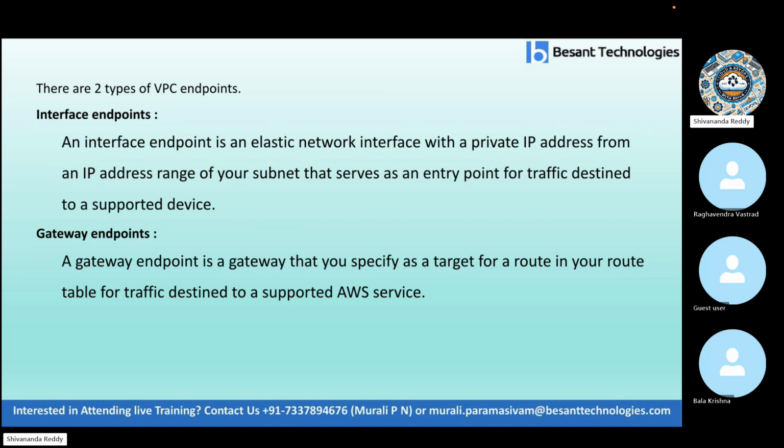Here also there are two types of endpoints: interface endpoints and gateway endpoints. What is the difference? An interface endpoint is an elastic network interface, ENI, with a private IP address from the IP address range of your subnet that serves as an entry point for traffic destined to the supported service. A gateway endpoint is a gateway that you specify as a target for a route in your route table for traffic destined to supported AWS resources.